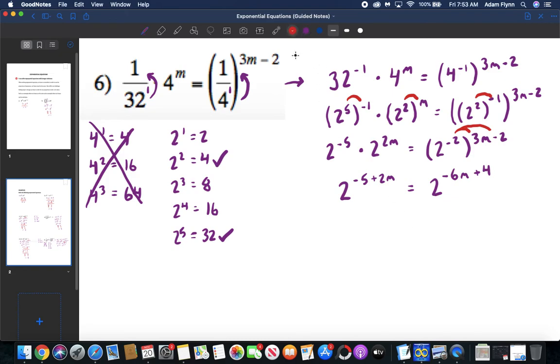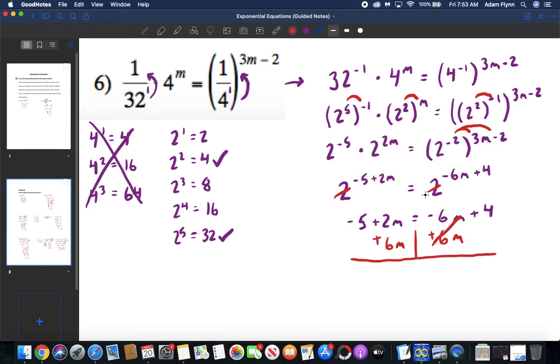I've got the same base on both sides, so I can cross out my bases and set my exponents equal to each other. So I have negative 5 plus 2m equals negative 6m plus 4. I can move my variables over to one side and my numbers over to the other. So I will add 6m to both sides. The 6m's cancel on the right, so I get negative 5 plus 8m equals 4.